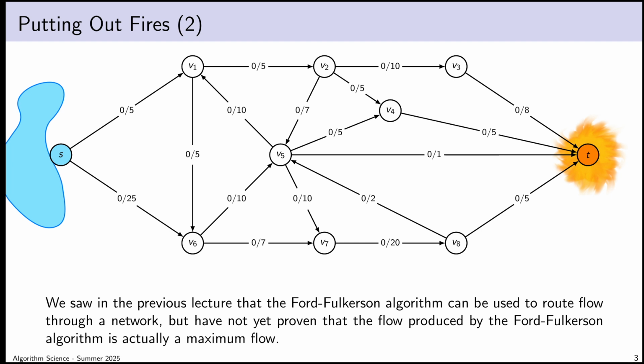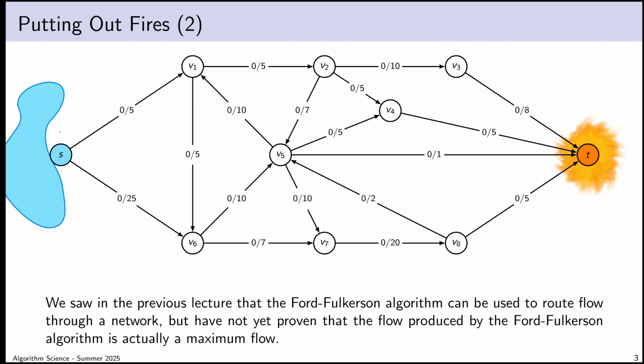So what we saw last time was that the Ford-Fulkerson algorithm can be used to route flow through a network, and recall that the way it does this is it looks for an augmenting path. So it looks for some path from S to T. Usually it uses a construction called the residual network, or we can visualize it as doing so. It looks for a path from S to T where there is available capacity, what we've been calling residual capacity, that allows extra flow to be pushed.